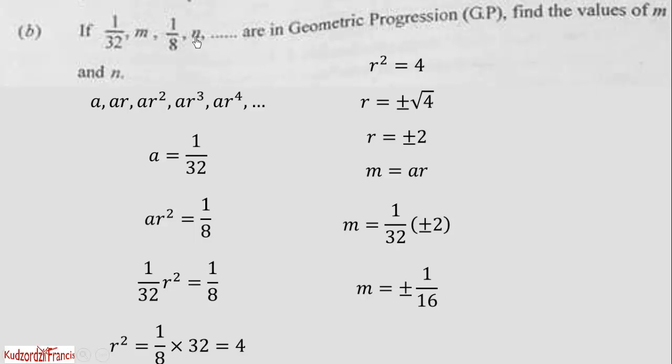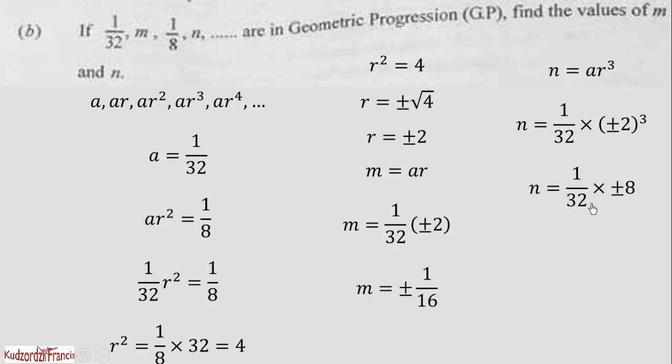Then this is the fourth term, and that fourth term is given by n equal ar cubed. That is, by comparison, n will be equal to ar cubed. So we put the a and the r there. The a is 1 over 32 and the r is plus or minus 2. So if you cube negative 2, you get negative 8, and if you cube the positive 2, you get positive 8. So you get plus or minus 8.